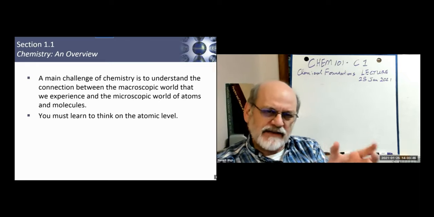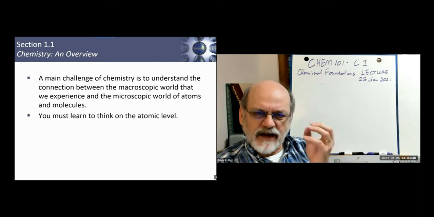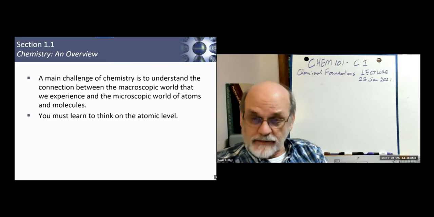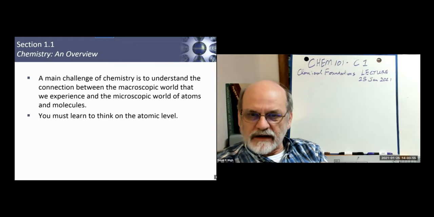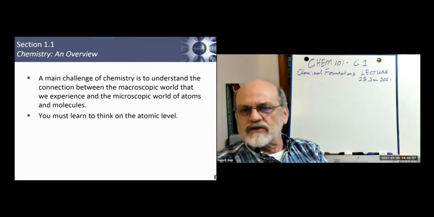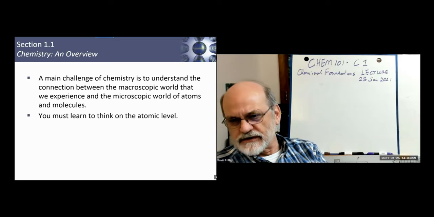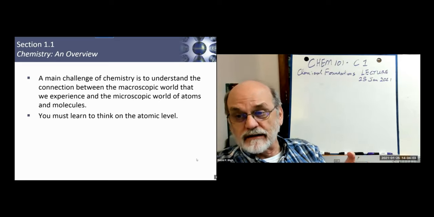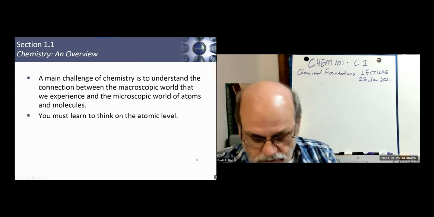So this substance has a given identity. It has characteristics that are unique to that substance. But if it undergoes some kind of change, it becomes some other substance. And then we have to explain why that happens.